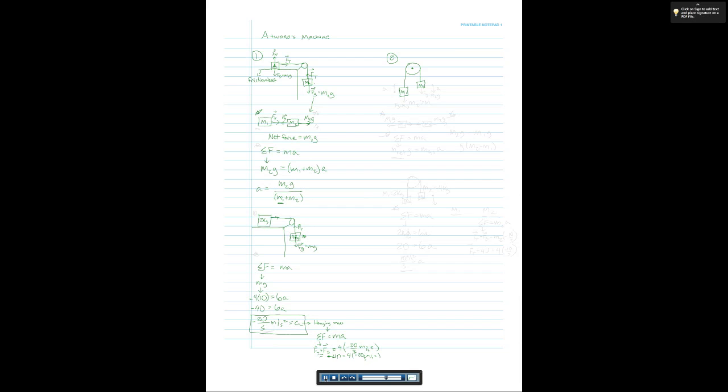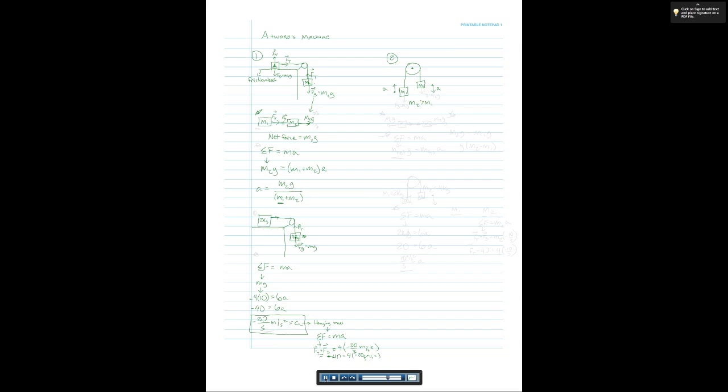Now let's look at the second configuration. I have M1 and I have M2. And so let's just say that M2 is greater than M1. In other words, I have a net force that's directed down. So this block is accelerating down, and then this block over here, M1, is accelerating up. They both would have the same acceleration because they're connected through the rope, or through the string.